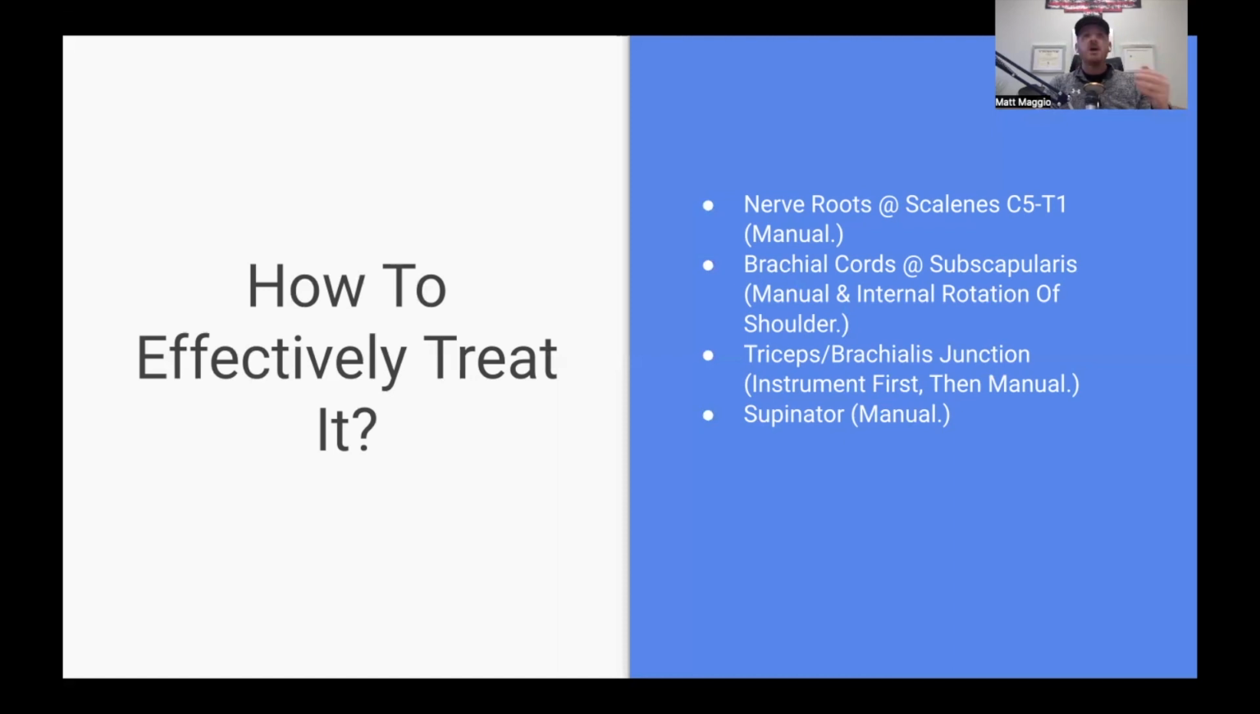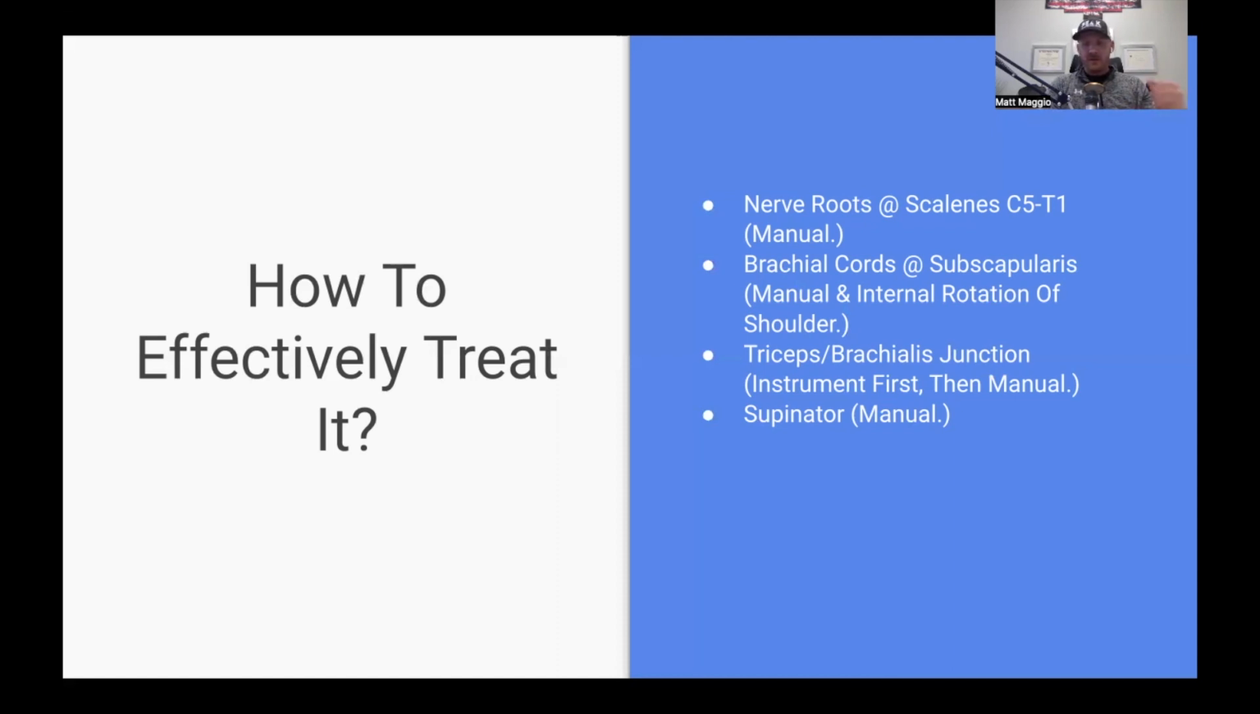All sorts of things. We kind of have to figure out all of that, kind of be like an electrician trying to figure out where the kink is in the line. And we have to work our way down the chain to see where we go. So what I like to do is I like to start up top with the radial nerve. And what I start first is I go in there and treat the nerve roots at the scalenes, anywhere from C5 to T1, using a manual approach where I get proper depth and tension.